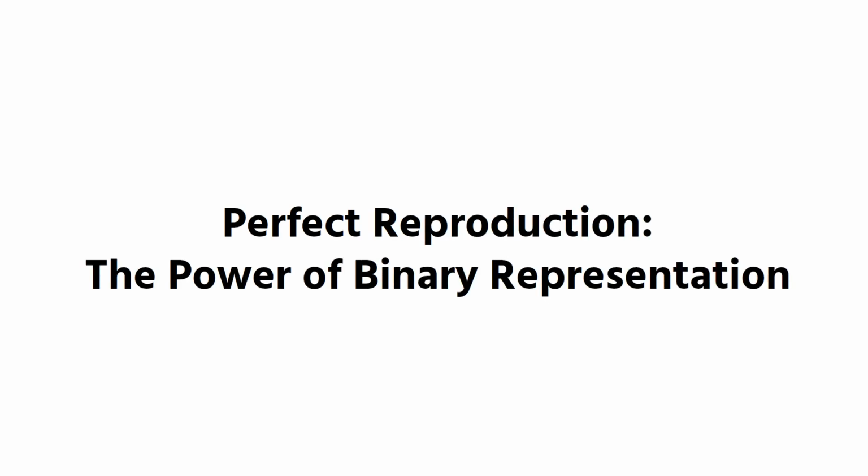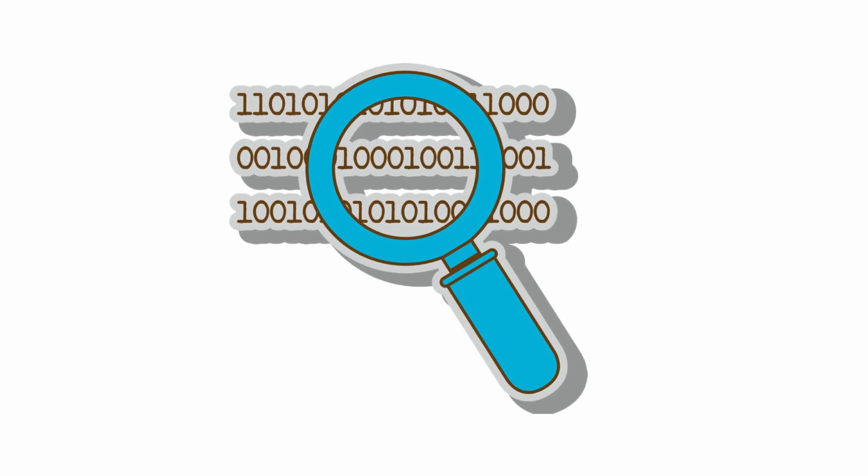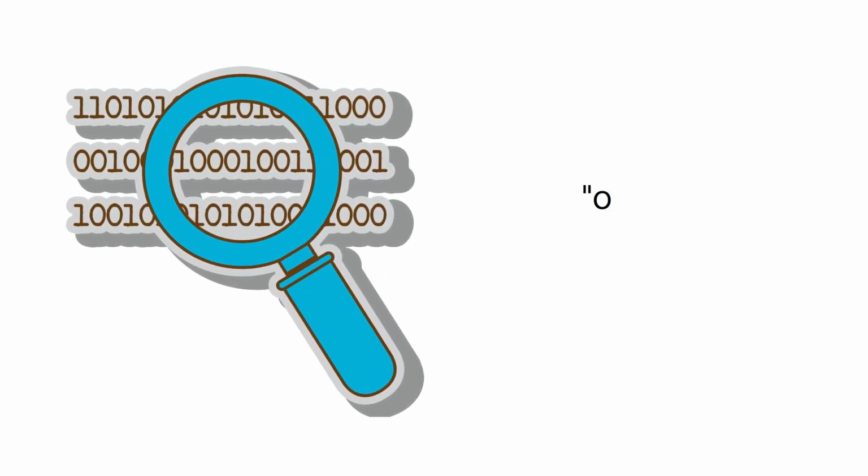Perfect reproduction. The power of binary representation using only 0s and 1s, or binary code, allows information to be reproduced precisely. Binary representation, fundamental to digital systems, simplifies data to two states, often referred to as on (1) and off (0). This simplicity is the foundation of accurate data reproduction.